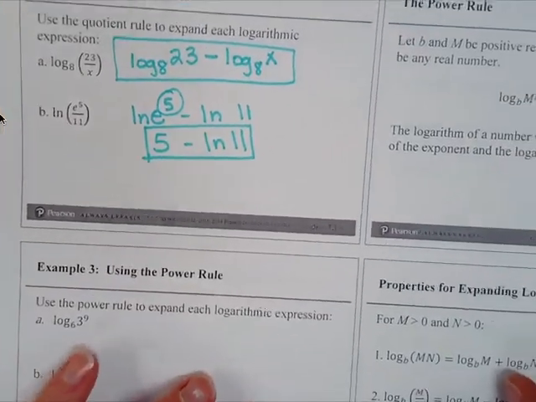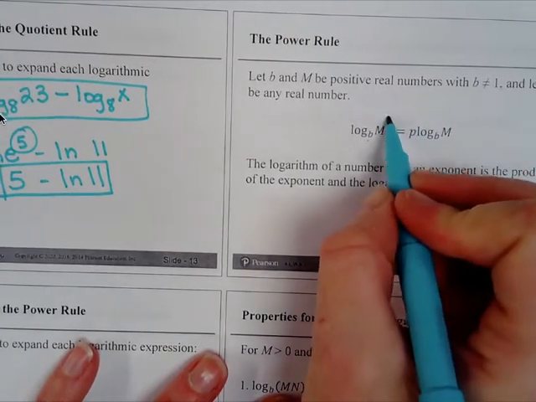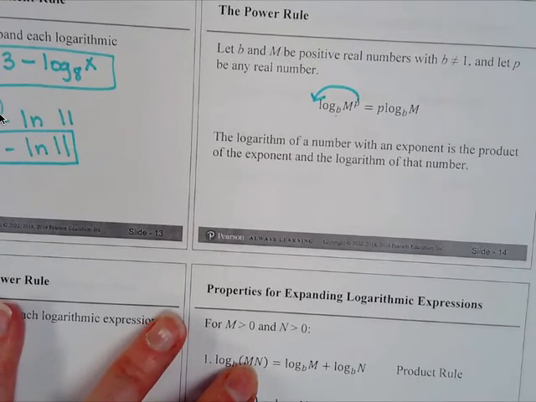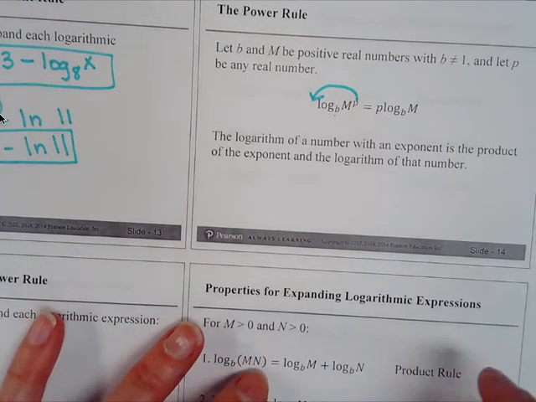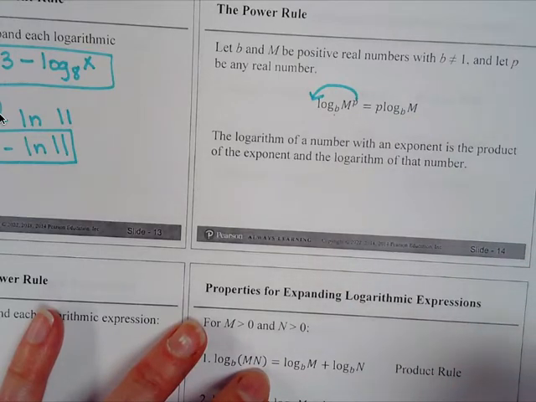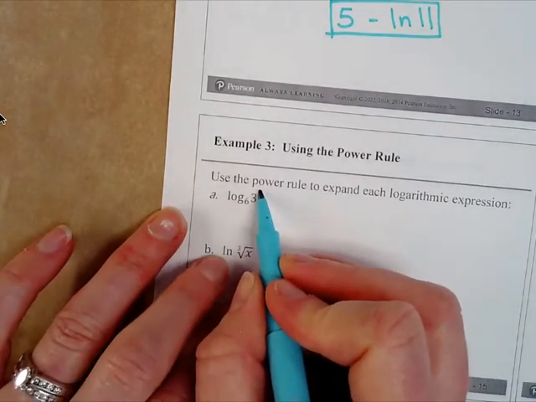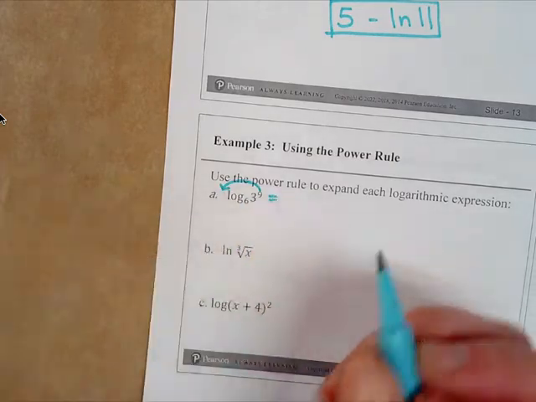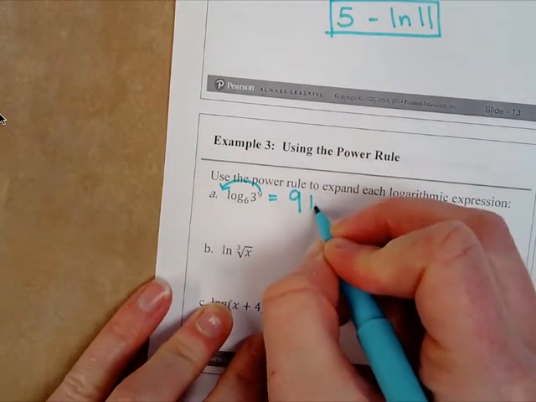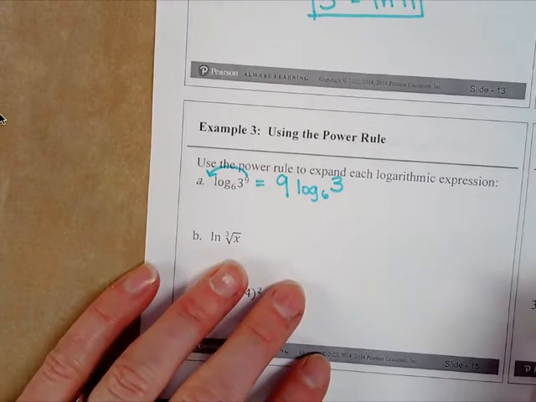Okay, the power rule. If you have a log base b of something raised to a power, we can take that power out front and it'll be our leading coefficient. So we take the exponent and put it out front. It's p times log base b of m. Then you see if you can simplify it. So let's look at this one. We have a power of 9, so we're going to take that out front. So it's going to be 9 log base 6 of 3. And there's nothing we can do there.